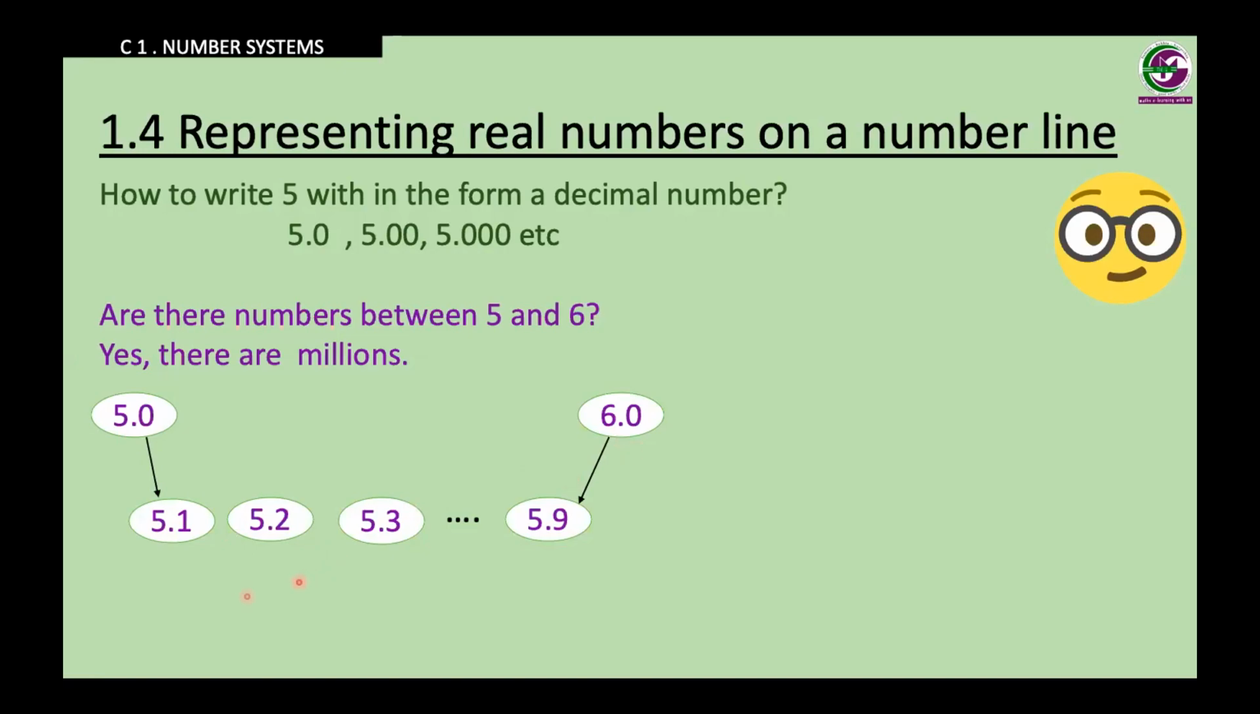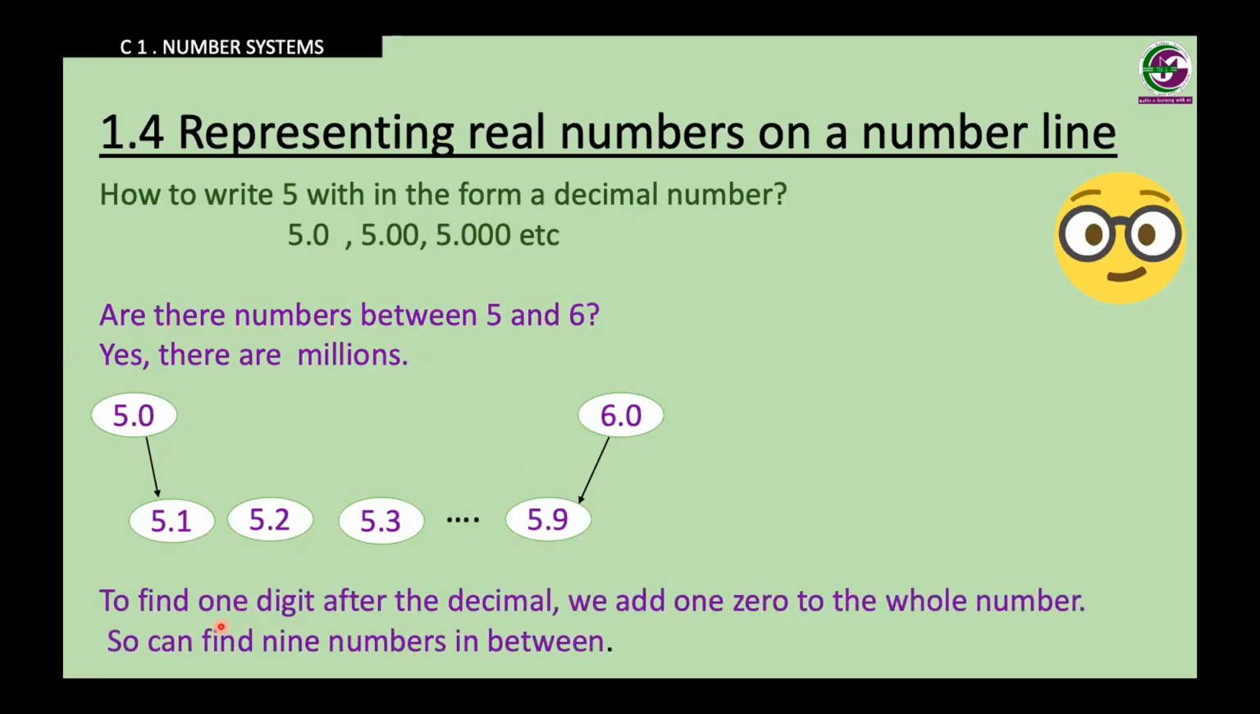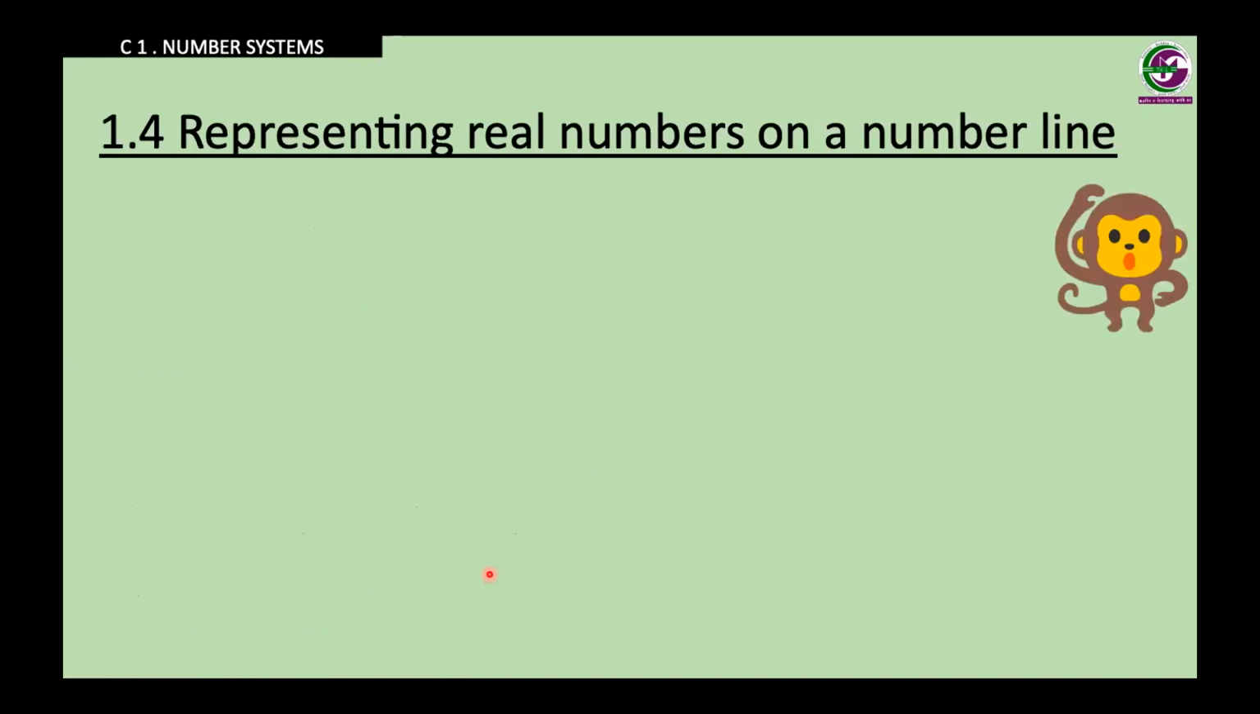So here the question is, after the decimal we need to find one digit. So we insert a 0 there after the decimal. To find one digit after the decimal, we add a 0 to the whole number. So you can find 9 numbers in between them here. Is that clear? Okay.